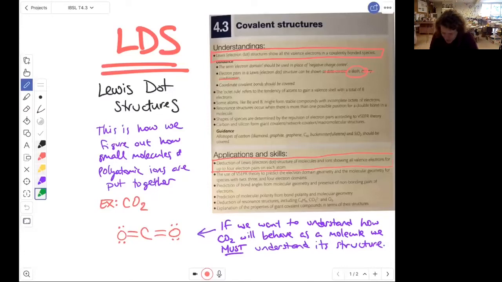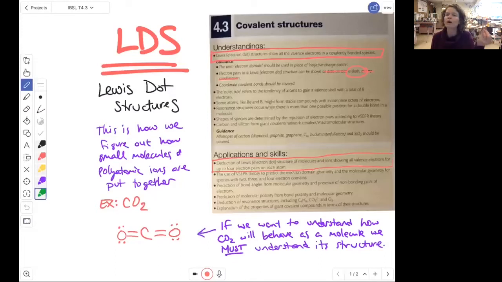Alrighty, so example, CO2, formula right there. Well, the structure for CO2 is actually what you see here. It has two double bonds, two from carbon going one to each of the oxygens, right? And if we want to understand the way CO2 is going to behave, we have to know how it is bonded. We have to know its structure.